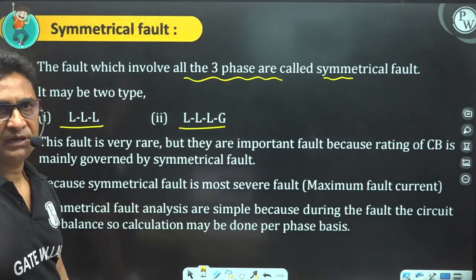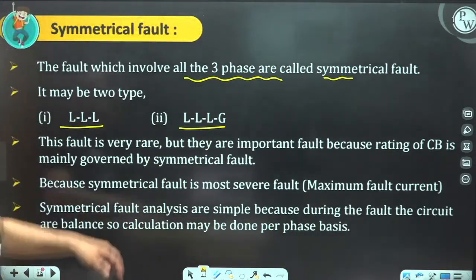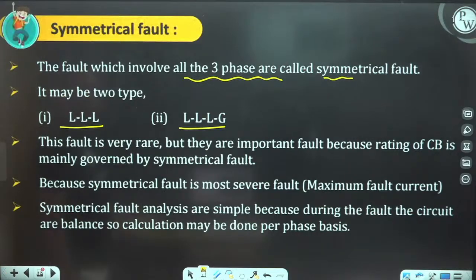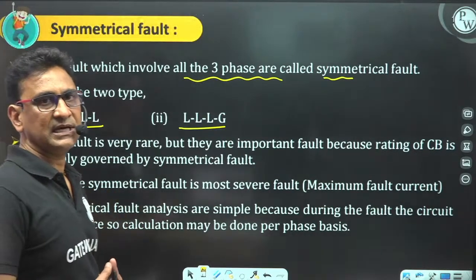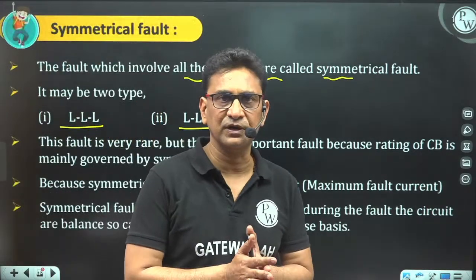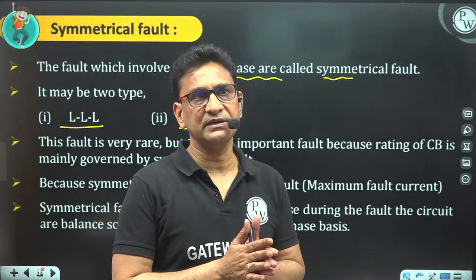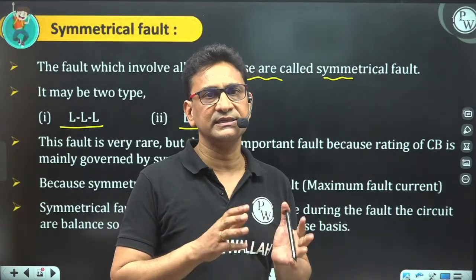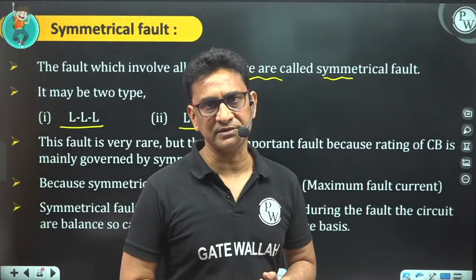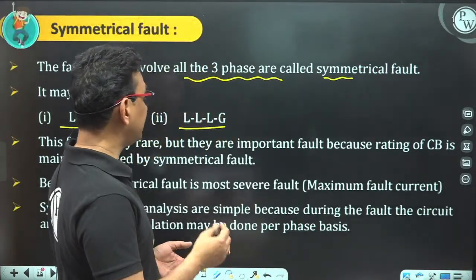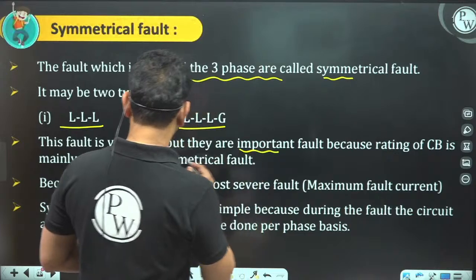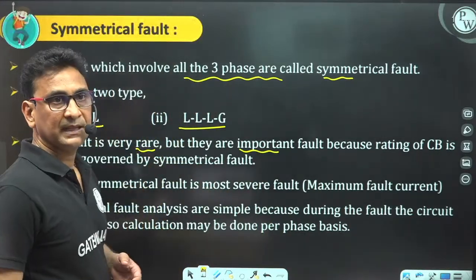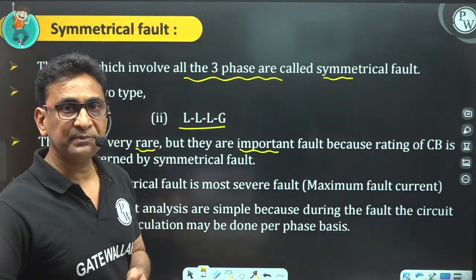with the ground. Now, the three-phase fault is very rare, that means the chances of occurrence of a three-phase fault are minimal. There is a very rare chance that this type of fault takes place in the power system. But even if the fault is rare, it is very important. Why is it very important?